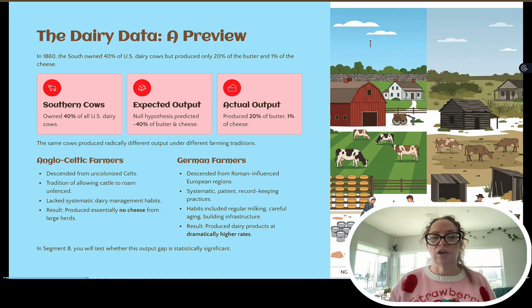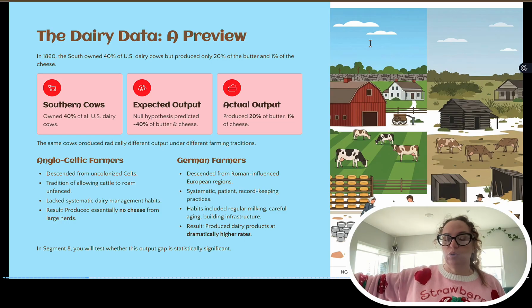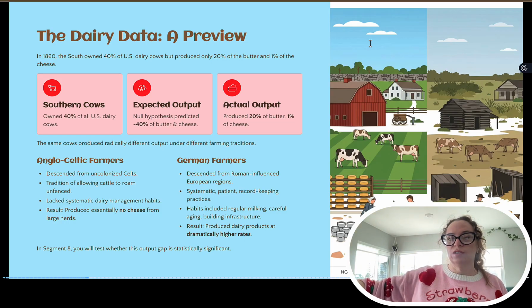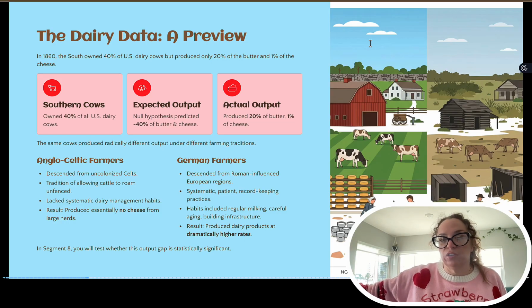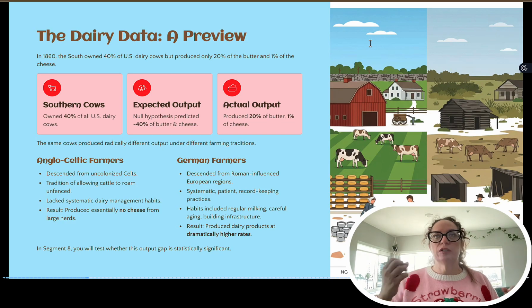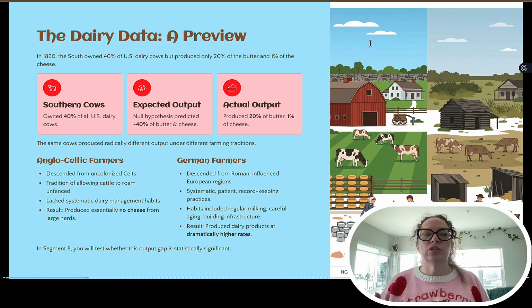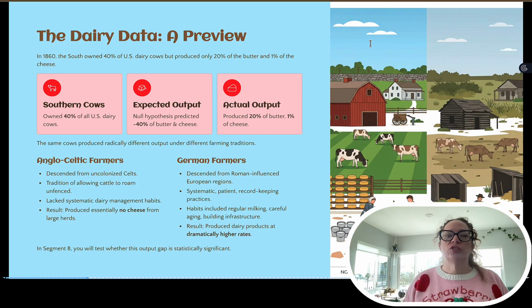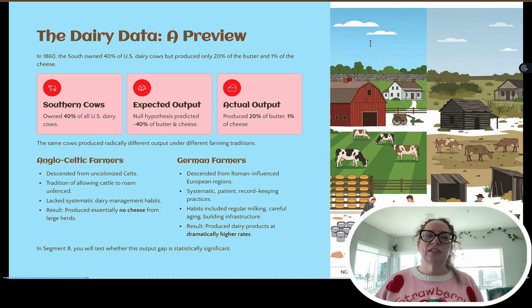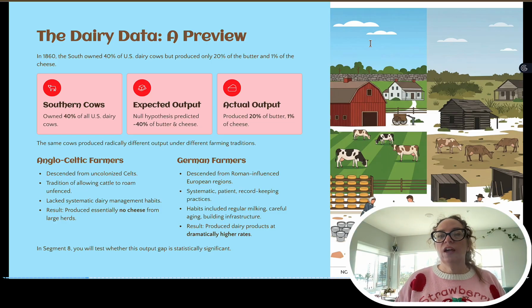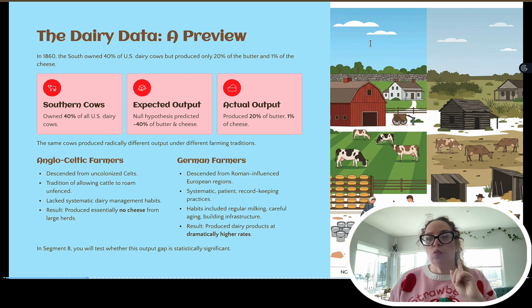They own 40% of the cows, they should be producing what percentage of the butter and cheese? 40%, right? That's what independence would predict, independence meaning that the null hypothesis is true and the variables aren't related. And so what did the 1860 census actually record? The South produced only 20% of the nation's butter and 1% of its cheese. 1% of the cheese from 40% of the cows, okay?